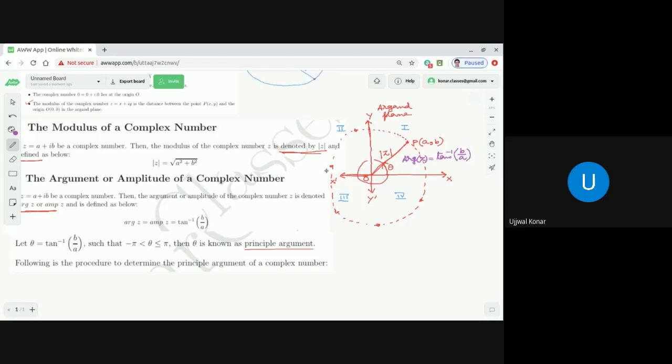Now let's come to the second quadrant. And dear students, in the second quadrant, what happened? In the second quadrant, we know that a is negative but b is positive. Correct, no?